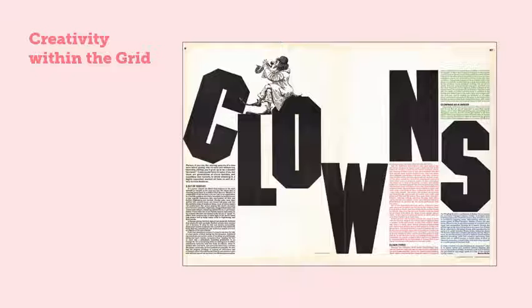So this first one is this little clown spread where there's clearly a 3-column grid at play, but there's only text in 3 of the 6 columns of the spread. They have these nice big letters that spell out clowns. They're fun. The C is tilty. The clown sitting on top, clearly the word clowns is breaking the grid, but it still feels very organized and it's very easy to read.